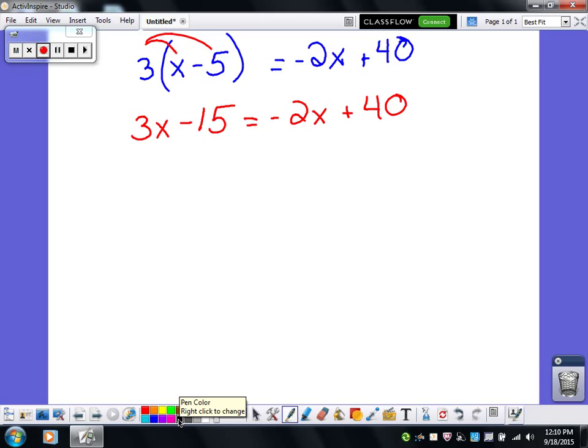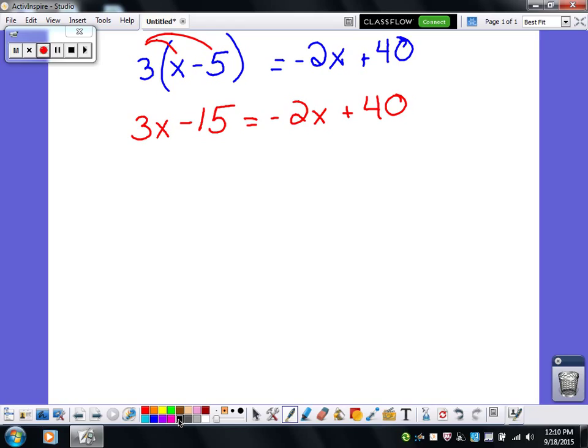Now what? Do I have variable terms on both sides that I need to get together? Yes. Do you want me to bring negative 2x to the 3x or 3x to the negative 2x? Negative 2x to the 3x, because the smaller to the bigger. How come last time it was bigger to small? It wasn't. It was negative. Negative 6 is actually a smaller number than negative 4 since it's negative. So let's bring negative 2x over.